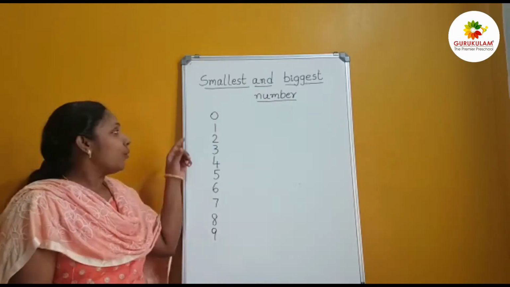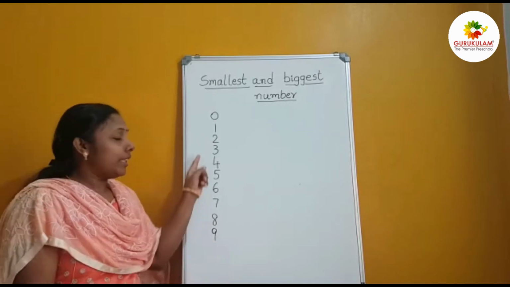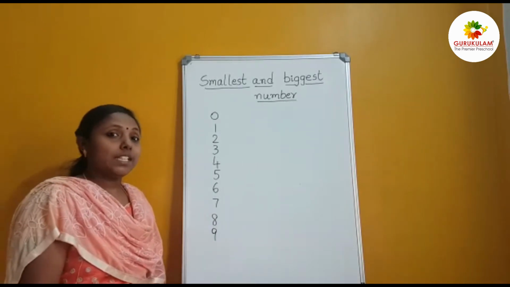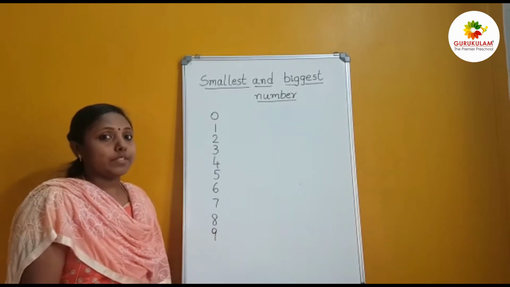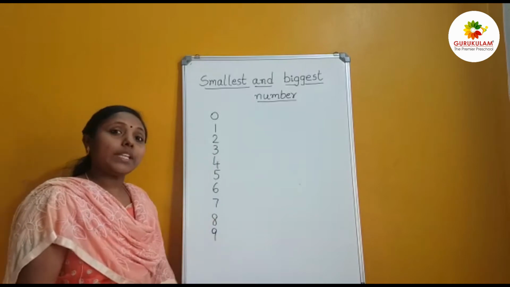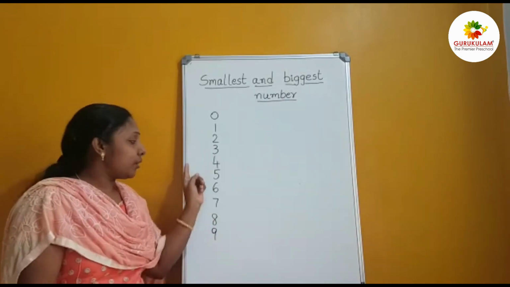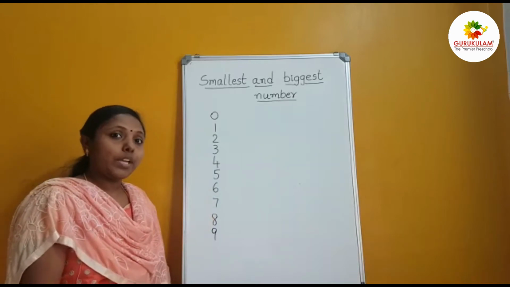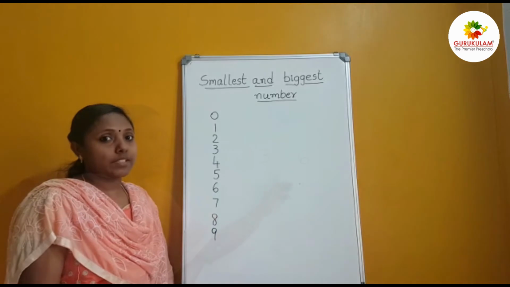Children, now we have taken numbers from 0 to 9. All these numbers are single digit numbers. Now let's see, when we compare two numbers from 0 to 9, the number which is closer to 0 is known as the smaller number. The number which is far away from 0 is known as the bigger number. Now let's see some examples.